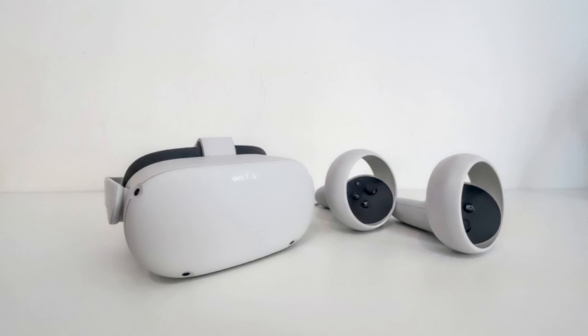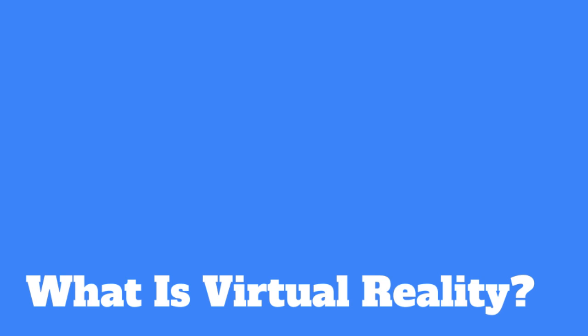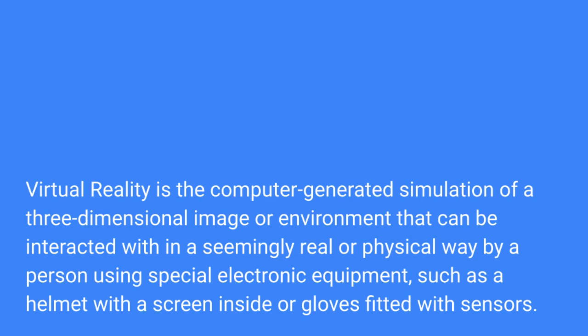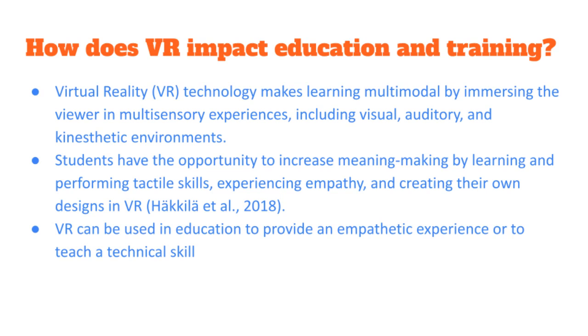When we think of virtual reality, we think of this MetaQuest headset, which can be somewhat intimidating or scary if you haven't put one on before. But what is virtual reality? Virtual reality is the computer generated simulation of a three-dimensional image or environment that can be interacted with in a seemingly real or physical way by a person using special electronic equipment, such as a helmet with a screen inside of it or gloves fitted with sensors.